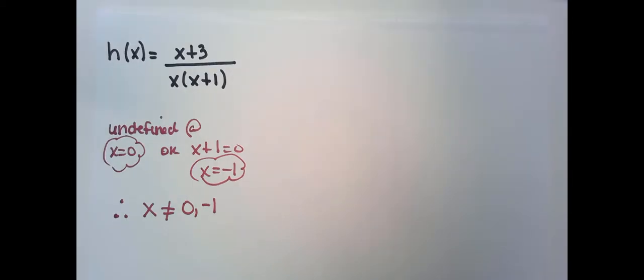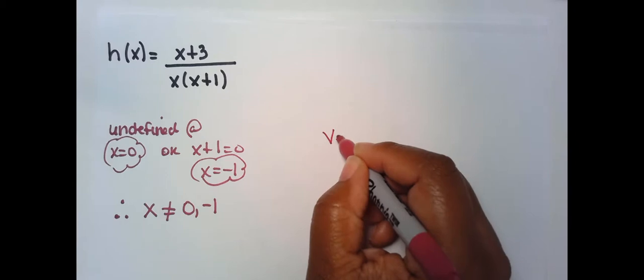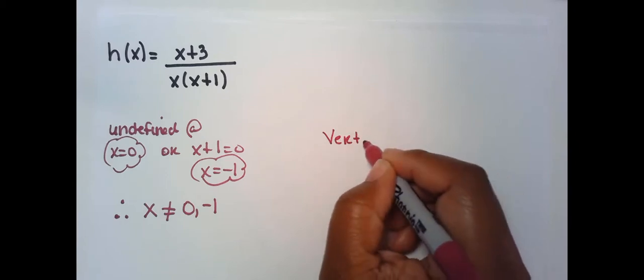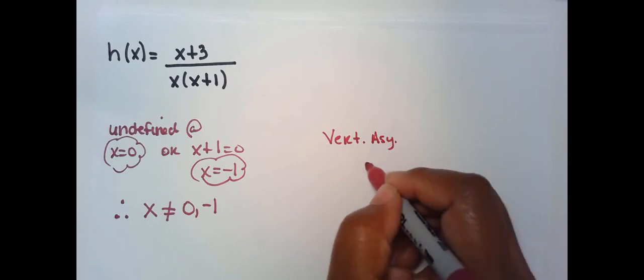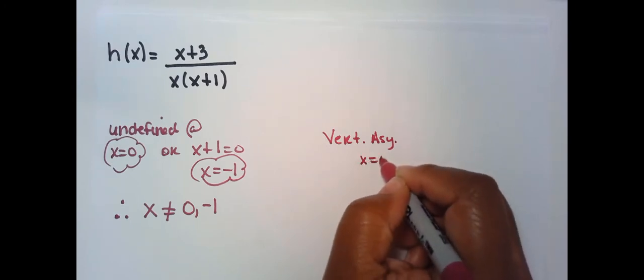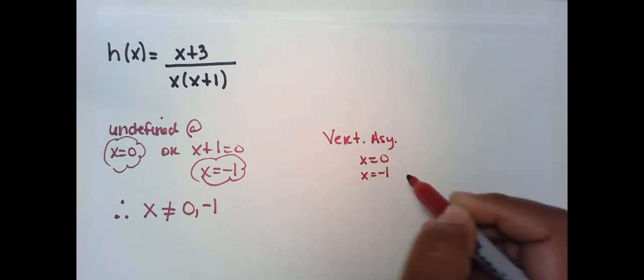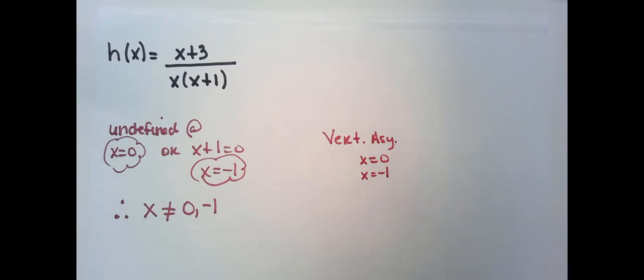Okay. And when we draw our vertical asymptotes, it's going to be a vertical line. And so our vertical asymptotes will be at x equals 0, x equals -1. That's where our asymptotes would be.